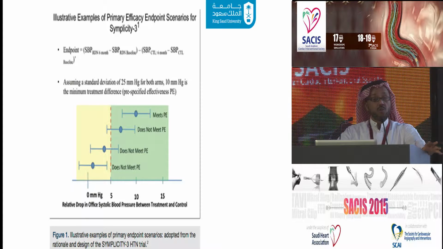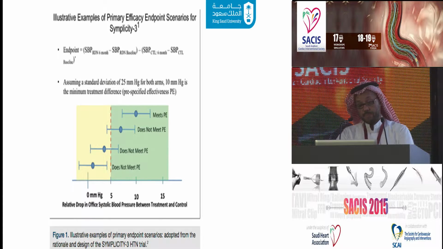It was sham-controlled, so both arms of the trial had the procedure, the intervention arm as well as the non-intervention arm. The definition of the endpoint was the blood pressure for the intervention group minus the blood pressure in the sham group. So if there is a decrement in the blood pressure of more than 10 millimeters, it was deemed a positive trial, and if not, this was deemed a negative trial.